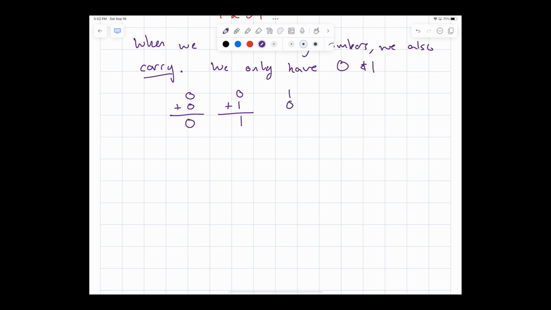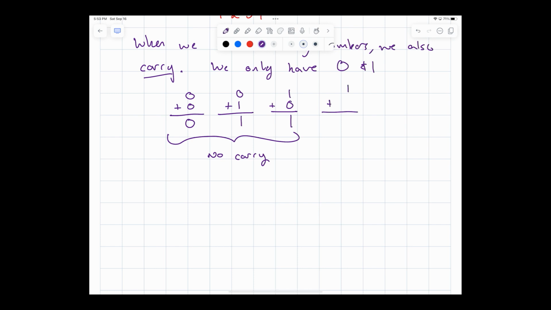If you add a 1 plus a 0, that's going to be the same thing, right? 1 plus 0 is just going to be a 1. And none of those need any carries. So you don't need any carries here. So no carry. But if you add a 1 and a 1, you are going to need a carry.